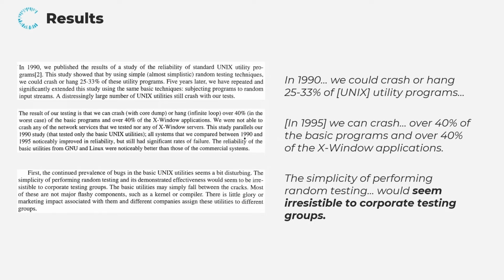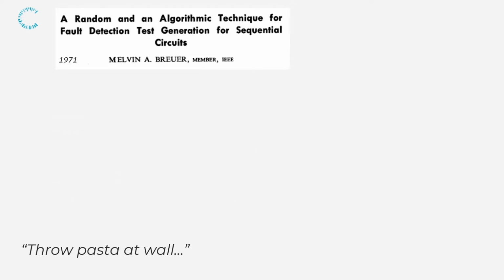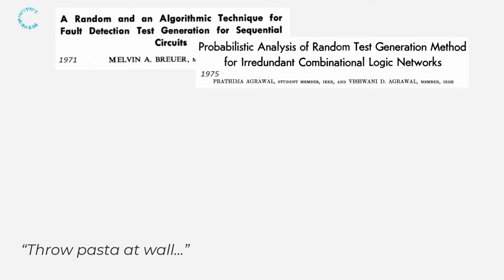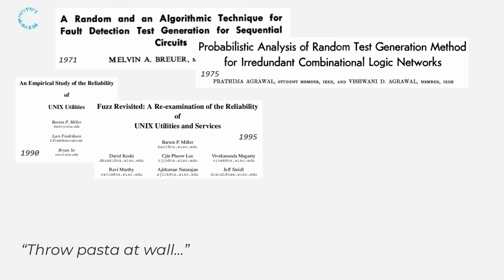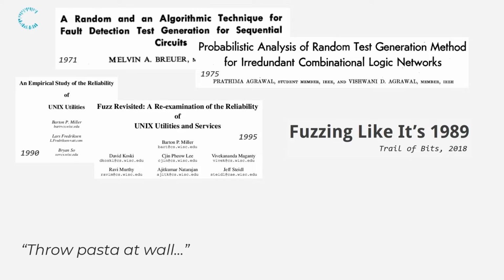Anyway, fuzzing actually starts before Barton Miller coined the term. Back in 1971, we had the first paper published about using random testing in order to qualify certain designs, which was then extended in 1975, and so on and so forth. It became more popular. And then 1990 and 1995 were the studies I just described from Barton Miller. And it turns out this still works to this day.